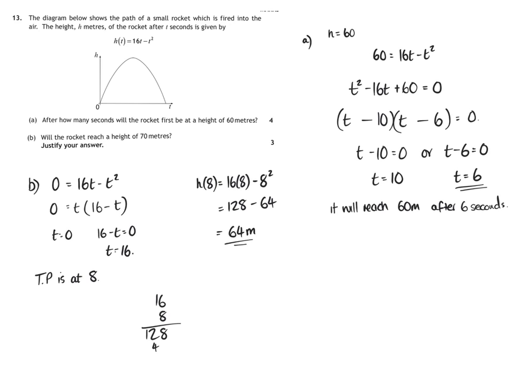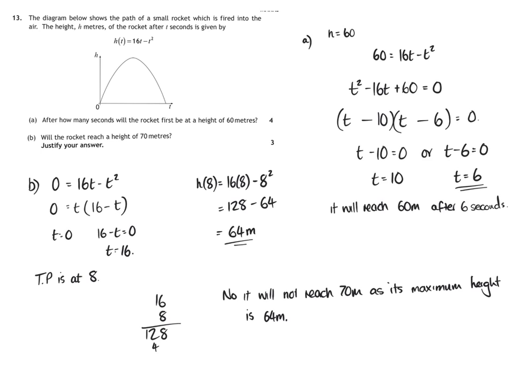So we need to write a little sentence to communicate our answer, justify our answer. So we can say, no, it will not reach 70 meters, as its maximum height is 64 meters.